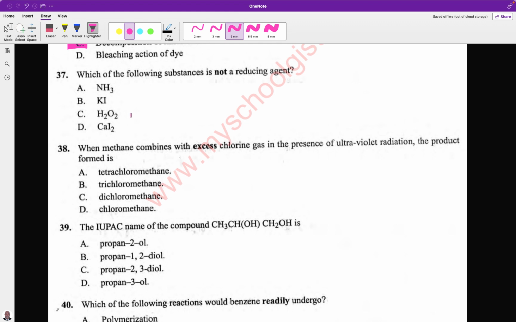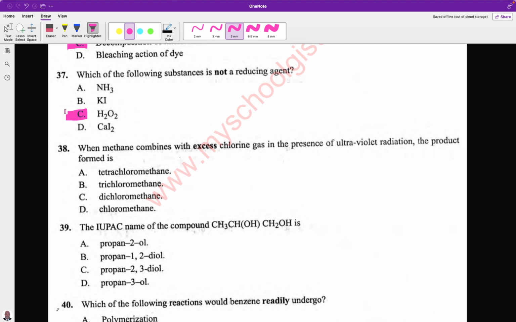The only one that is not a reducing agent here, that we have been using even in the laboratory, and we call it a strong oxidizing agent, is hydrogen peroxide. Hydrogen peroxide is a strong oxidizing agent. That is not a reducing agent.